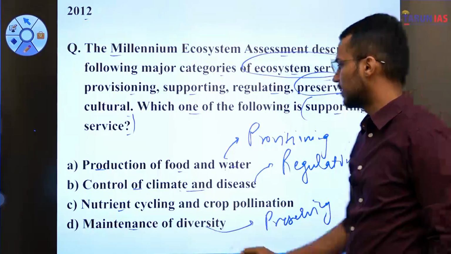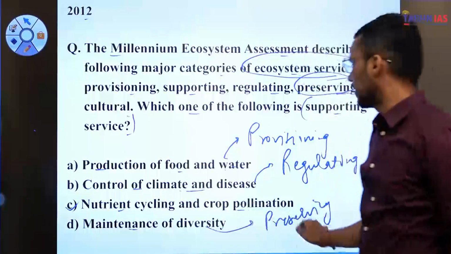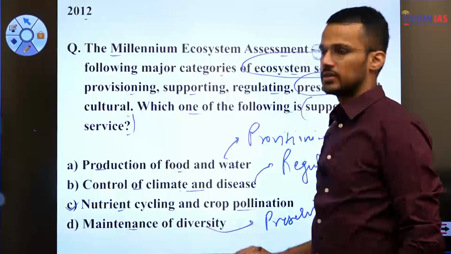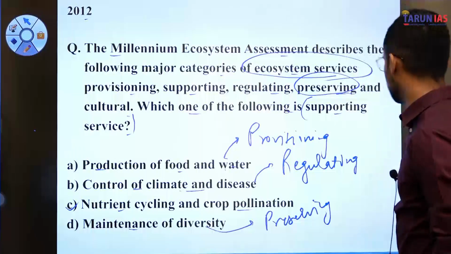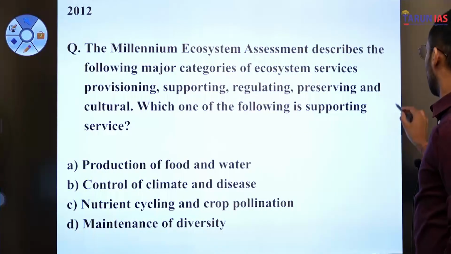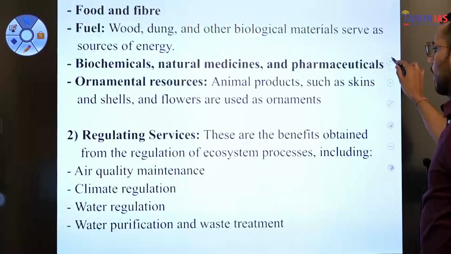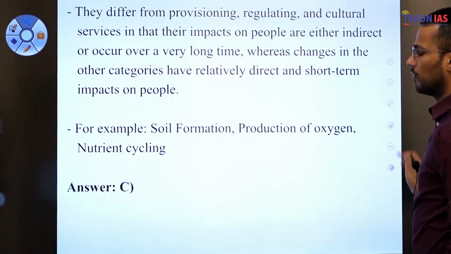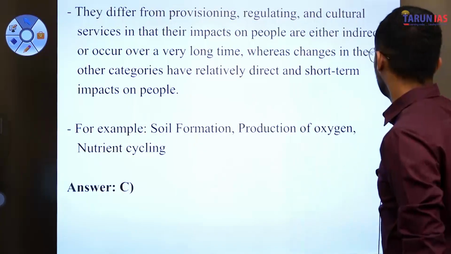And hence it is a nutrient cycling and crop pollination which is supporting service, and hence answer to this question is C. Answer to this question is C. Fine. So I hope it is clear to you. Next now.